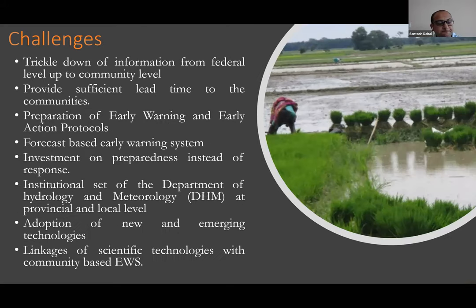So another is the challenges. The main challenge is the trickle down of information from the federal level up to the community level. As I mentioned earlier, the information is generated through the telemetry system at the federal level, but channeling it to the community level is very difficult. Though the channeling is found good where we have established community disaster management committees and other structures at the field level, where there is no community disaster management committee and no other task forces, channeling that information up to the community level is very difficult in this situation. Analysis that provides sufficient lead time to the communities.